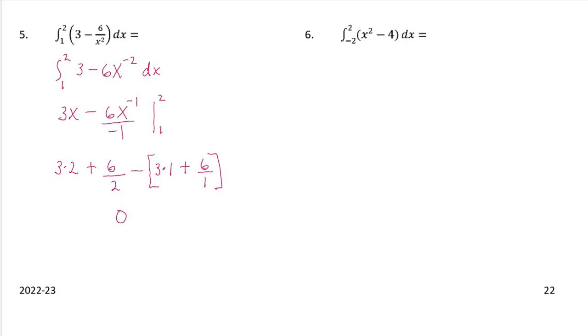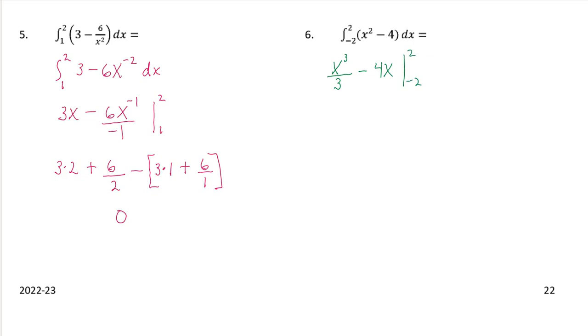All right, and finally number 6 here. Again, we need an antiderivative here. So the antiderivative of x squared is x cubed over 3. Remember, adding 1 to the exponent, dividing by the exponent, minus 4. And since there's not an x on the 4, we just include an x. And we're evaluating from negative 2 to 2.